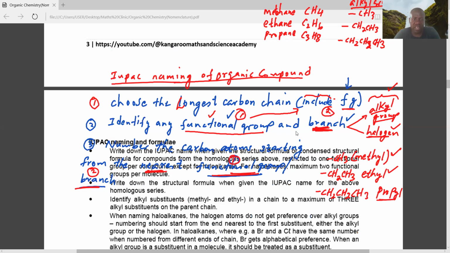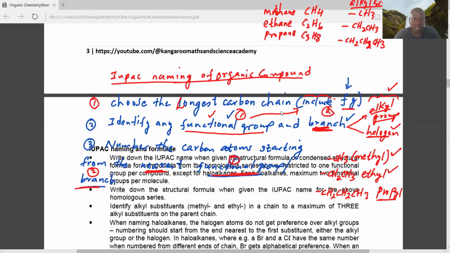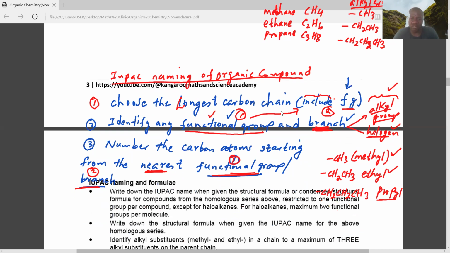If you look here, it says write down the IUPAC name when given the structural formula or a condensed structural formula for a compound from a homologous series, but restricted to one functional group per compound. Except for halo-alkanes. For halo-alkanes, yes, you can have multiple functional groups, a maximum of 2 functional groups per molecule. Maybe you can have bromine and chlorine. Another thing is that we need to write down the structural formula when we're given an IUPAC name for the above homologous series, which we'll talk about.